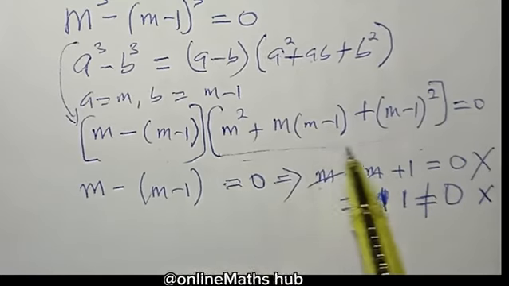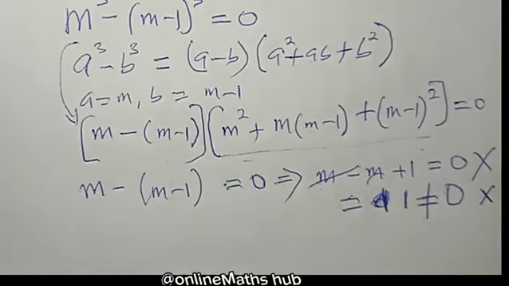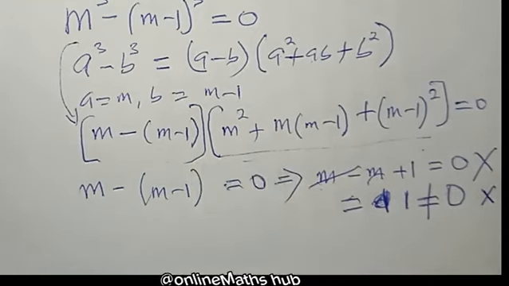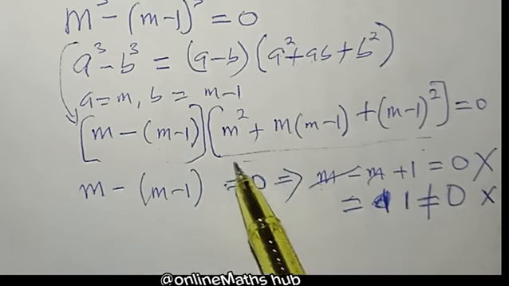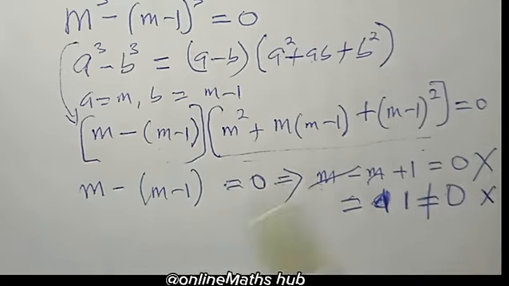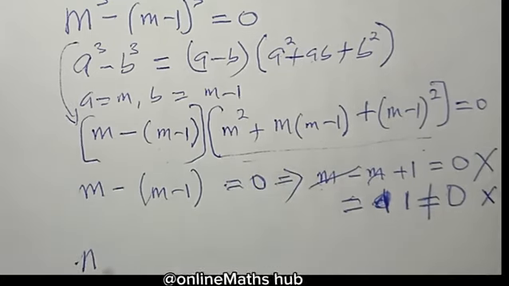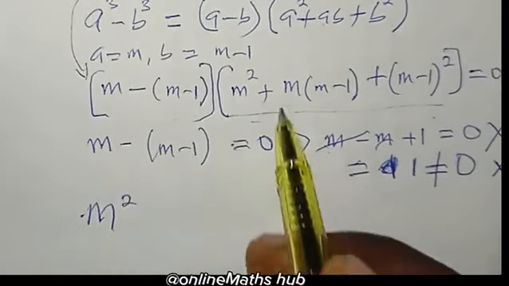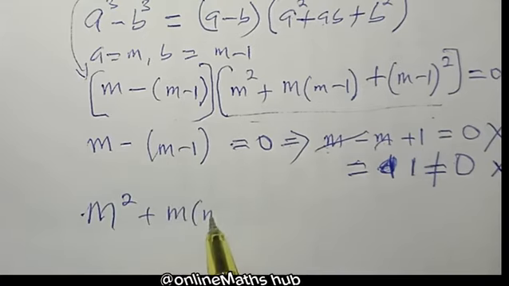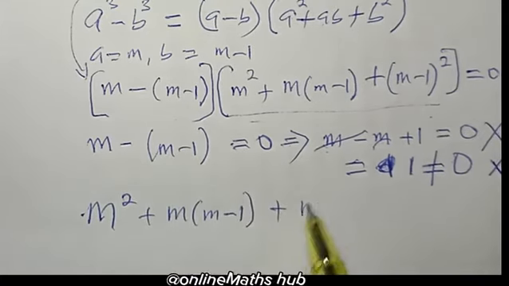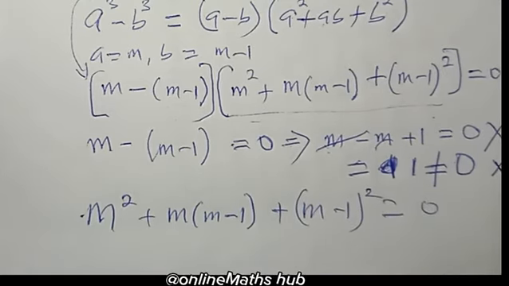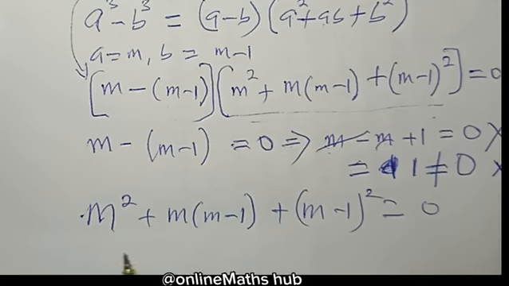We now come back to this for the second case. Don't forget, whenever you have two terms multiplying themselves and they are equal to 0, either the first term or the second term is equal to 0. So let's now check this case. What we have is m squared plus m into m minus 1 plus m minus 1 squared is equal to 0. So we can go ahead to simplify.